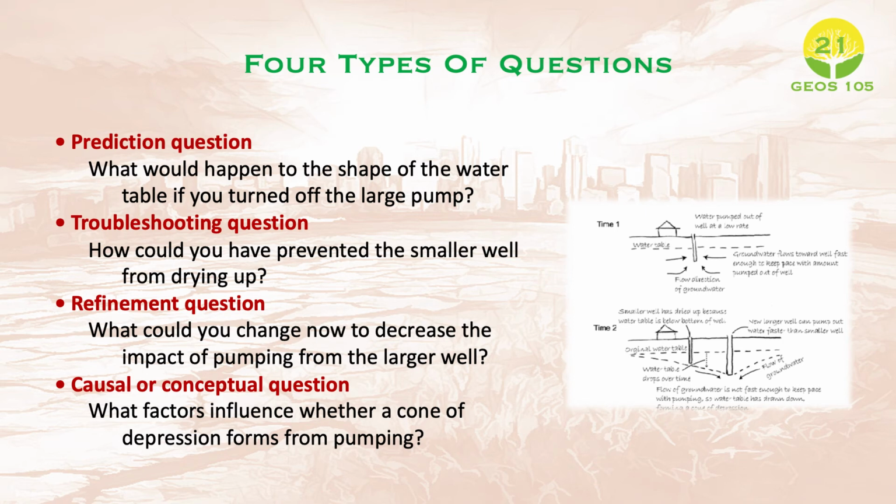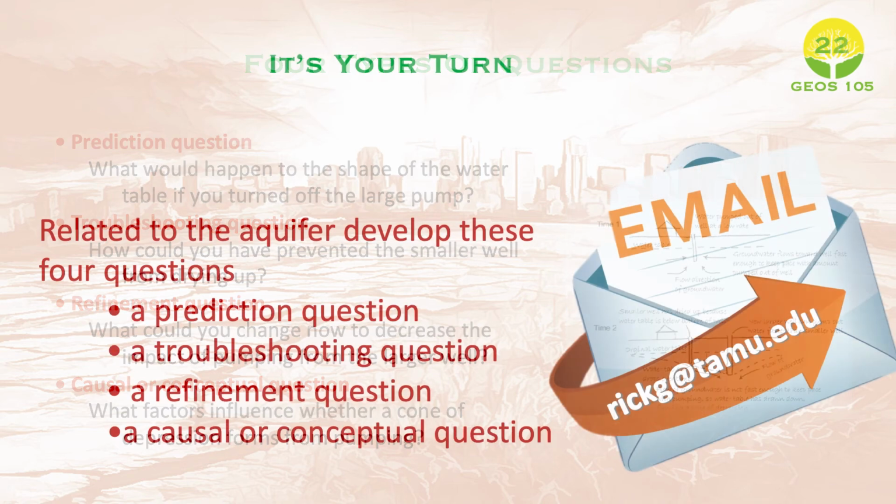The types of questions and the sample questions are: Prediction question. What would happen to the shape of the water table if you turned off the large pump? Troubleshooting question. How could you have prevented the smaller well from drying up? Refinement question. What could you change now to decrease the impact of pumping from the larger well? Causal or conceptual question. What factors influence whether a cone of depression forms from pumping?